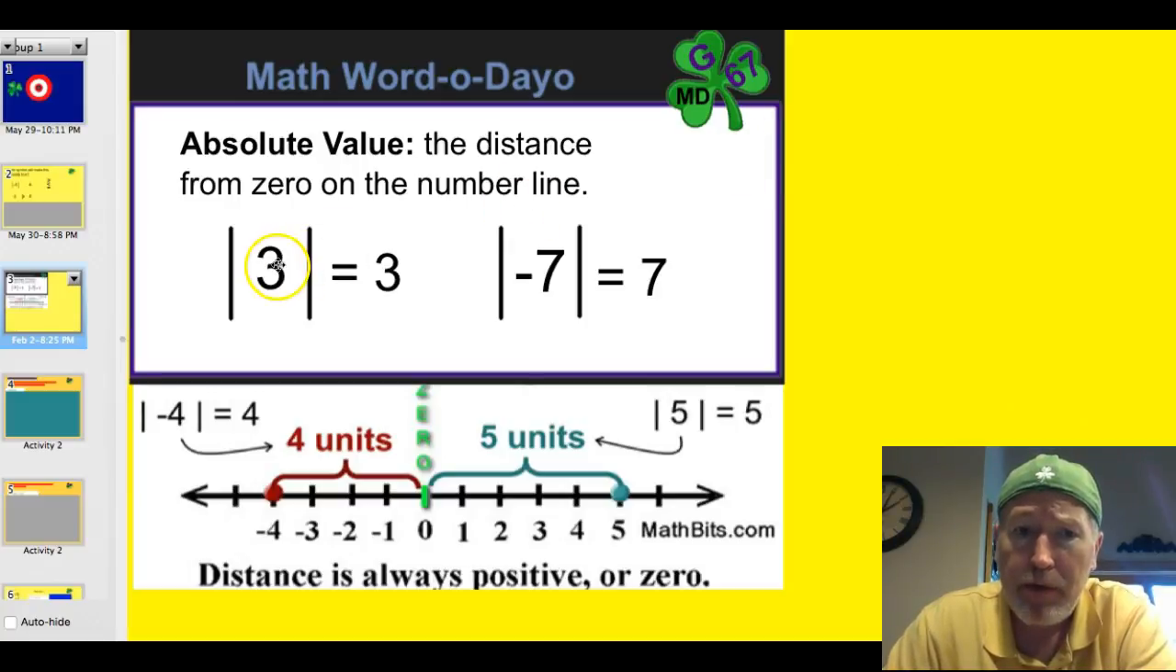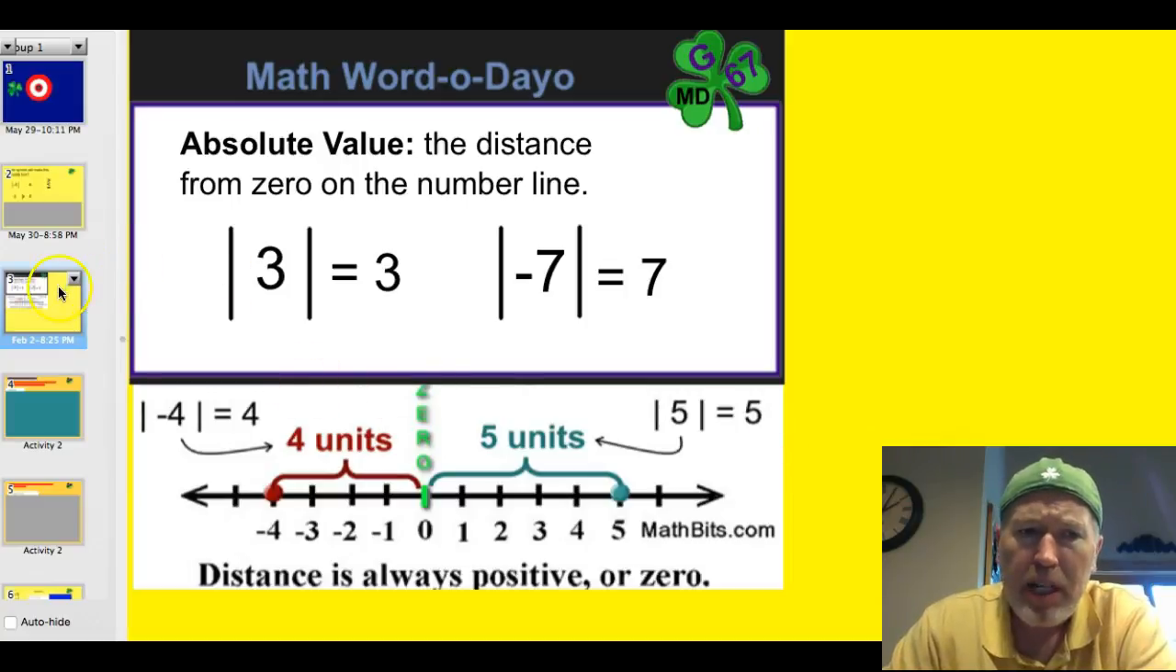So the absolute value of 3 is 3. That's how far it is from 0. The absolute value of -7 is 7. Take a look down here. This graphic may help. The absolute value of -4 is 4. Here are the 4 units: 1, 2, 3, 4. It's 4 units from 0. The absolute value of 5 is 5, a total of 5 units. So distance is always positive or 0.